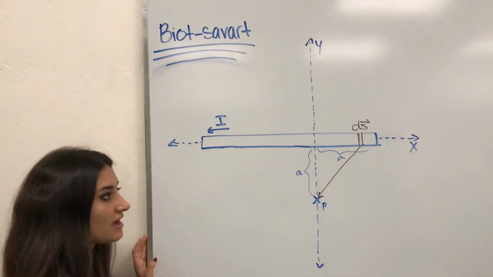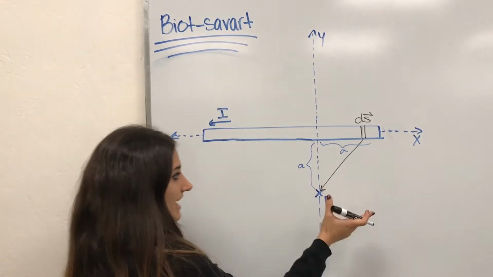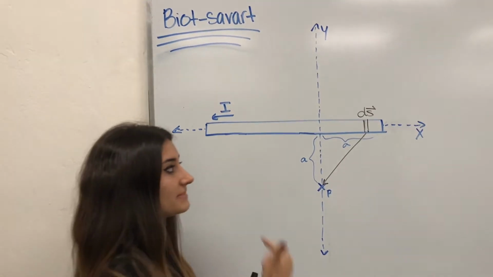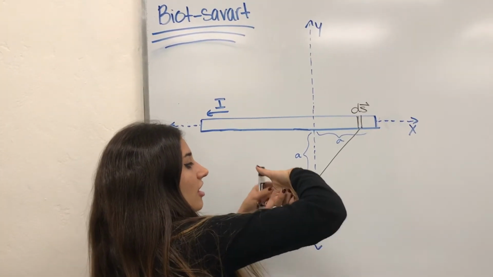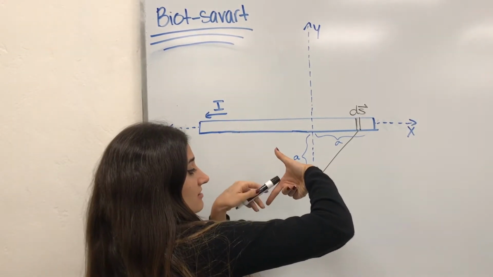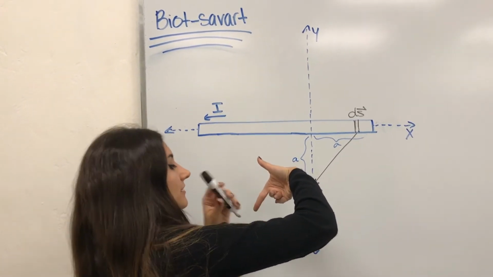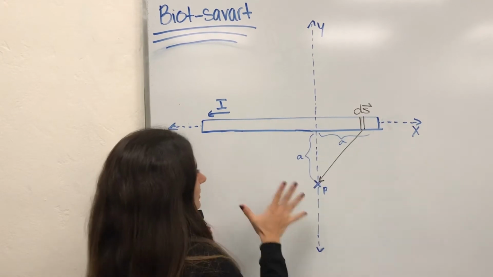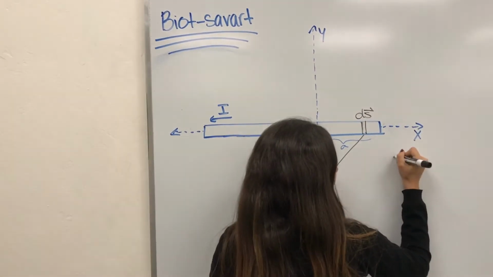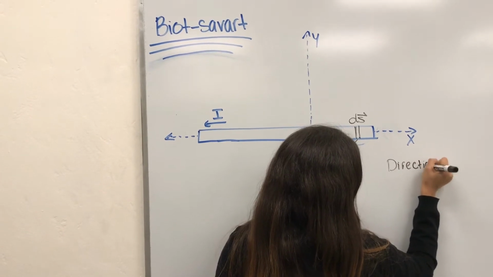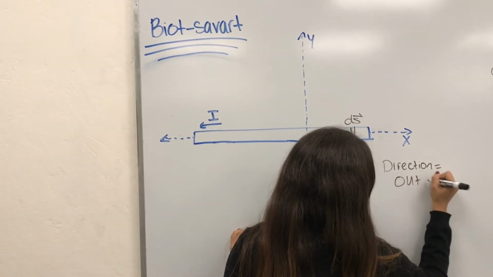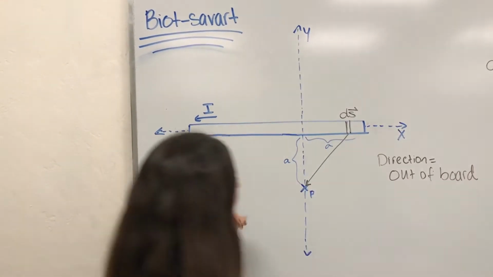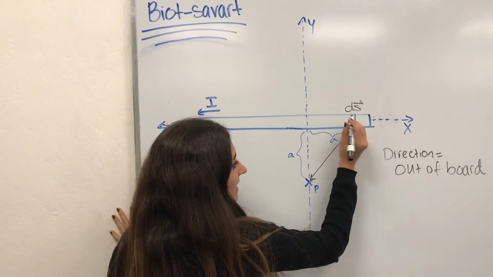We know that the direction of the field from a current carrying wire, with respect to ds and r, is ds cross r. Your thumb is going to be ds, pointing in the direction of the current, and your index finger is going to be r. This angle is going to be alpha, and your fingers pointing out this way give the direction of the magnetic field. So we know that the direction is out of the board. As I said before, this angle is going to be alpha.